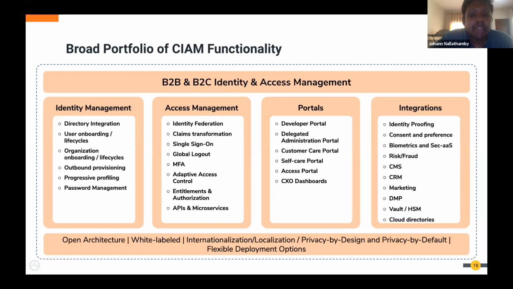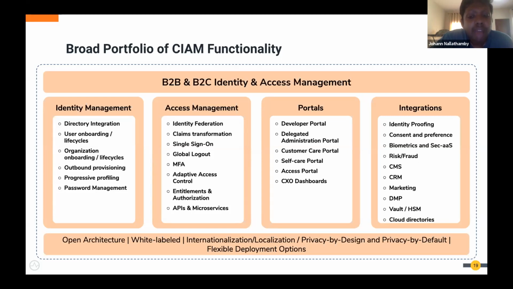Then we have the portals, which are responsible for the end-user experience. The developer portal basically offers the experience that is required by the developers who are going to configure these applications, configure the access control policies, and configure the login journeys for the user. Then we have the delegated administration portal, where if you want to give your customers the rights to administrate their own users, that will need a business portal, which we can call the delegated administration portal, to manage their own users, groups, and entitlements.